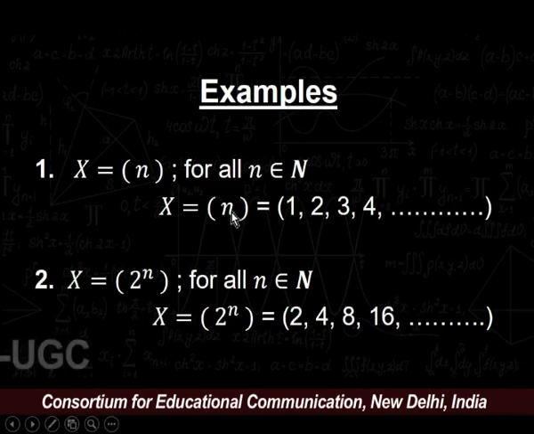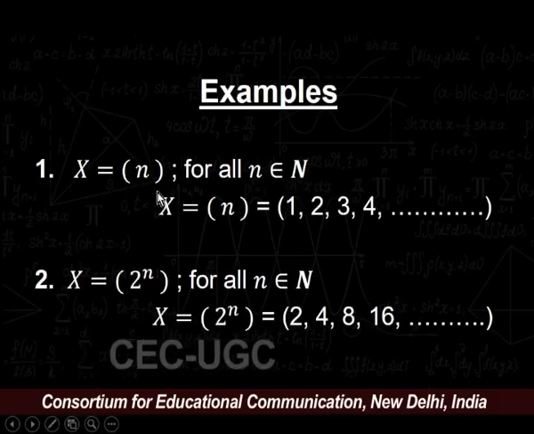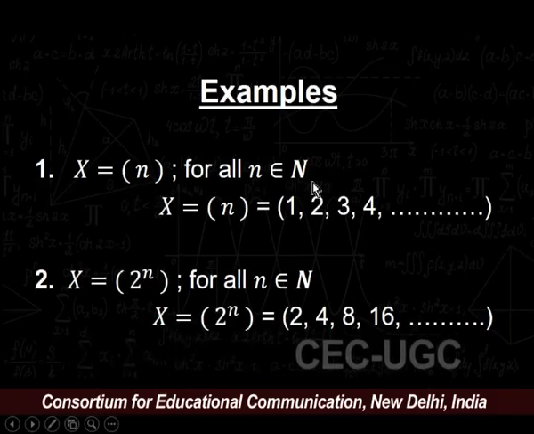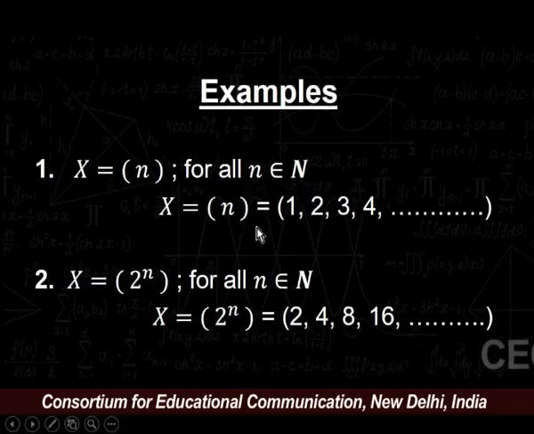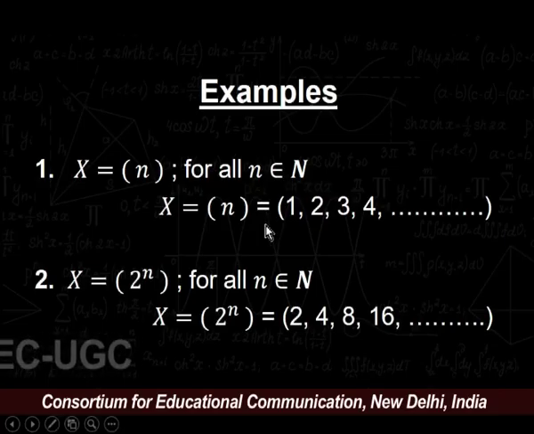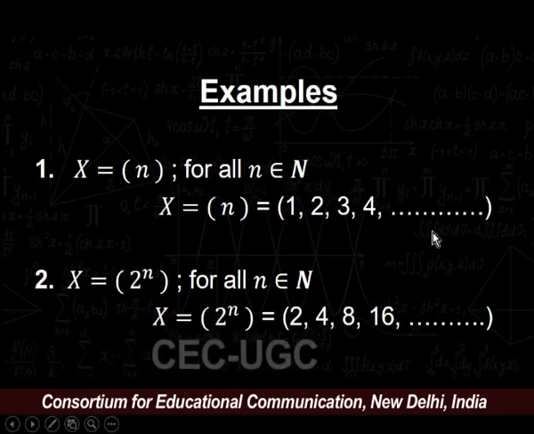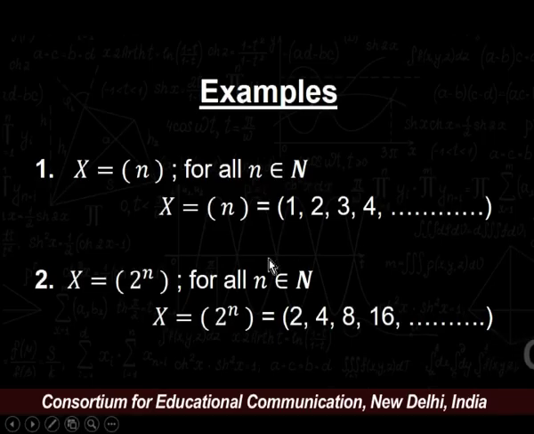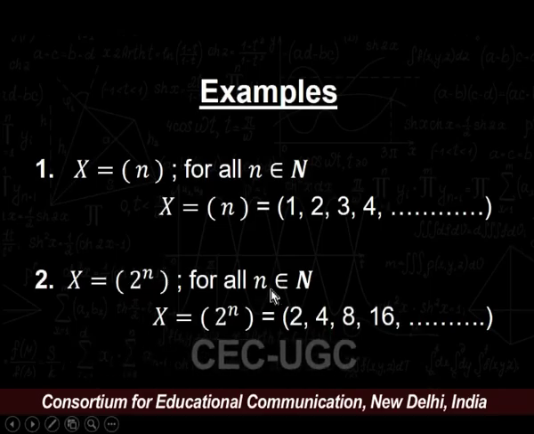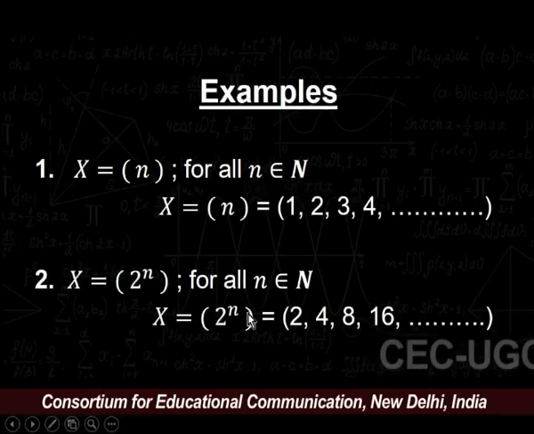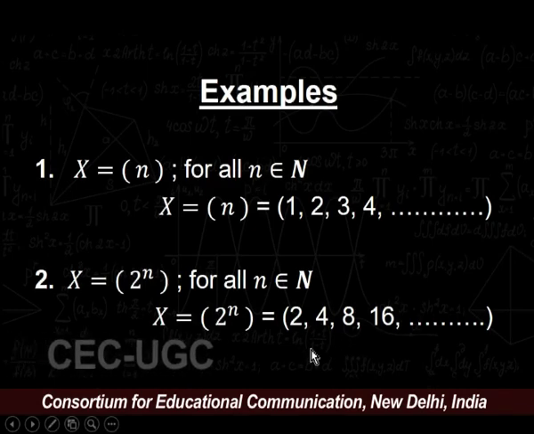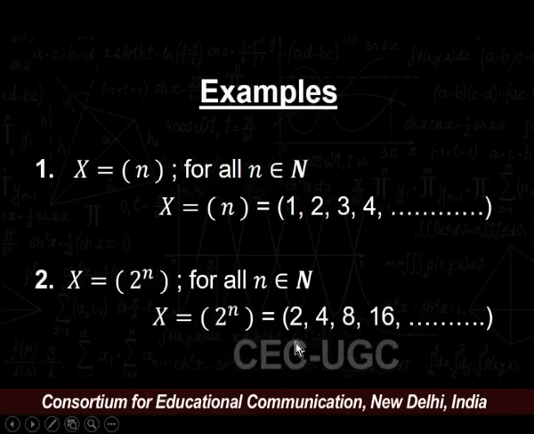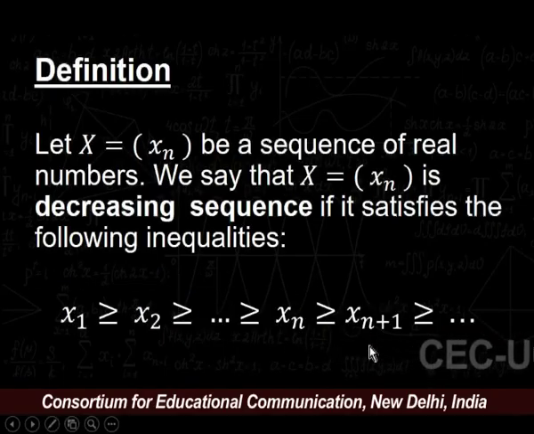For example, the first sequence is xn equals n for all n belonging to the natural numbers. Then the sequence can be written as 1, 2, 3, and so on. We can easily check this is a strictly increasing sequence. Our second example is xn equals 2 to the power n for all n belonging to the natural numbers. If we expand this sequence, we get 2, 4, 8, 16, and so on. Again, we can easily see that this is an increasing sequence.